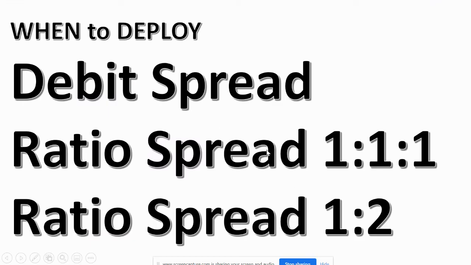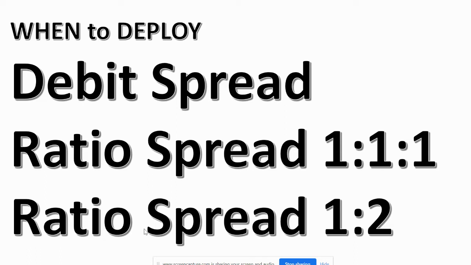So looking at the PPT, today's video is on when to deploy a debit spread, when to deploy a ratio spread of 1 is to 1 is to 1, and when to deploy the ratio spread of 1 is to 2. We all know that we have different market structures. When you look at the Bank Nifty or Nifty chart analysis, every time we tend to see a different market structure. We need to have a view.